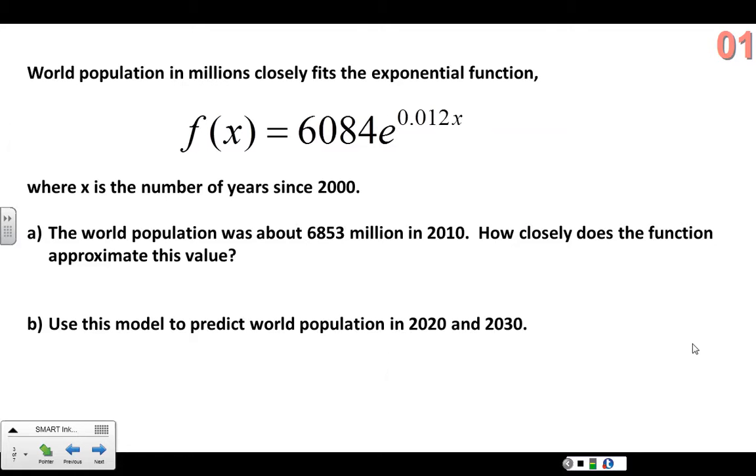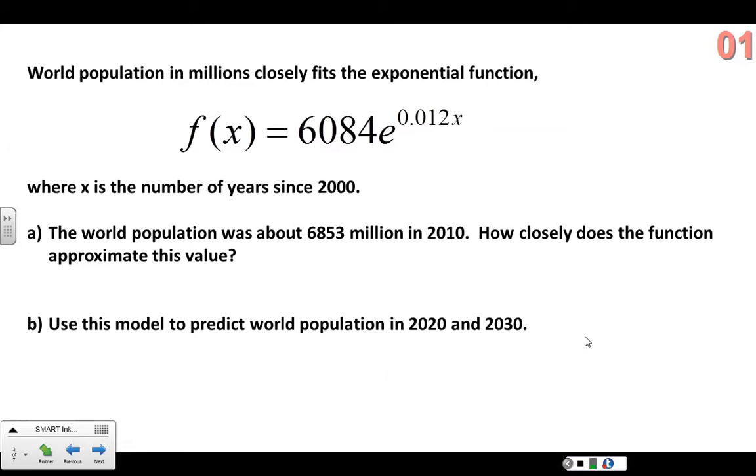World population in millions closely fits the exponential function f of x equals 6,084 times e to the 0.012x, where x is the number of years since the year 2000. The world population was about 6,853 million in 2010. How closely does the function approximate this value?